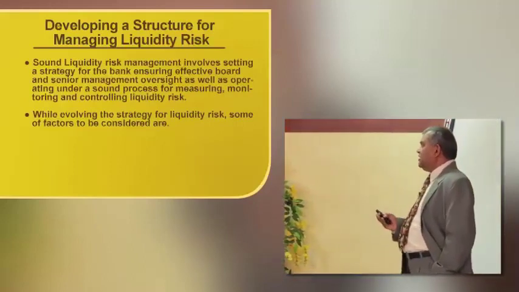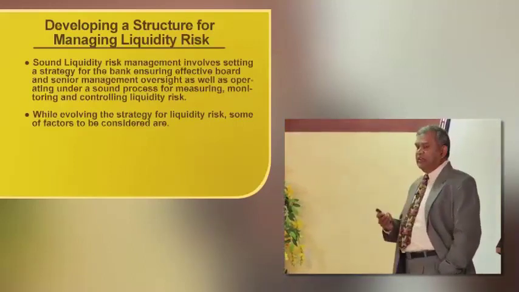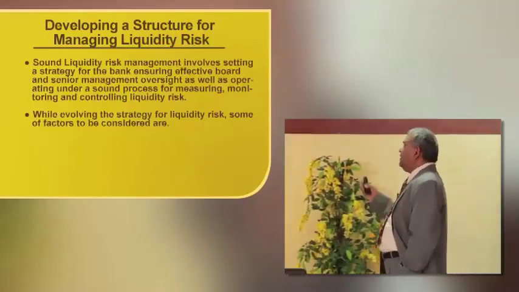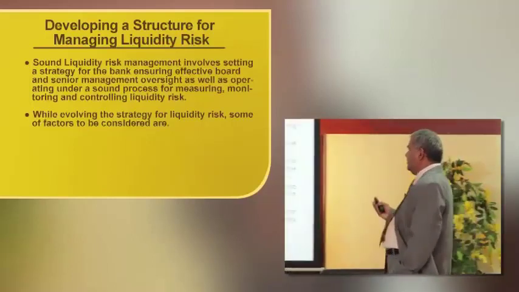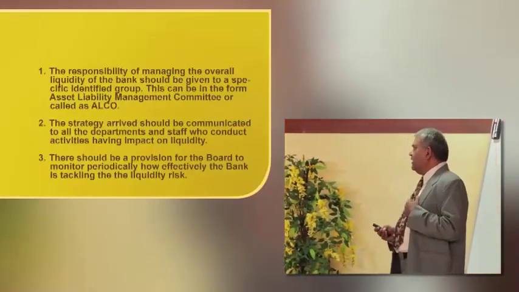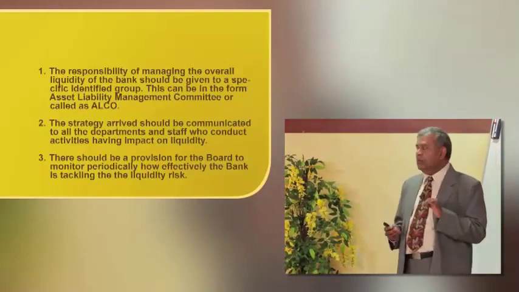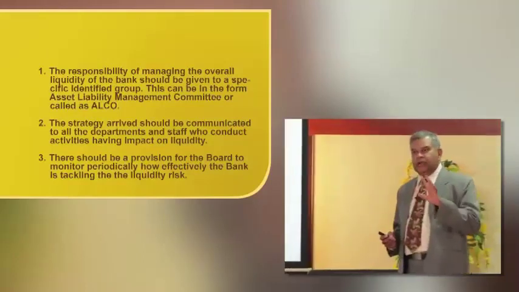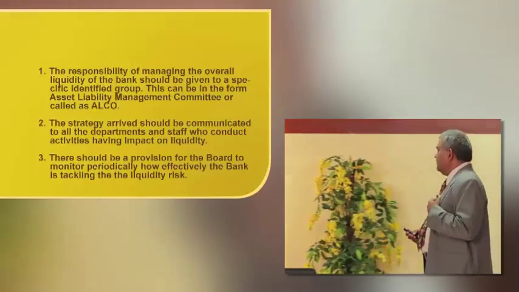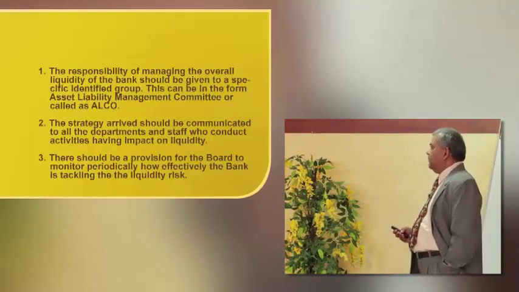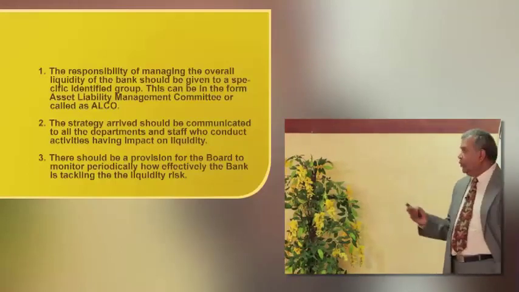While evolving the strategy for liquidity risk, some of the factors to be considered. Why? Yes, strategy is to be formed. What are the factors that will be taken into account? Let us see that. The responsibility of managing the overall liquidity of the bank should be given to a specific identified group. There should be a specific task, a responsibility given to a department. Then only it can be done. This can be in the form of an Asset Liability Management Committee, also called ALCO.